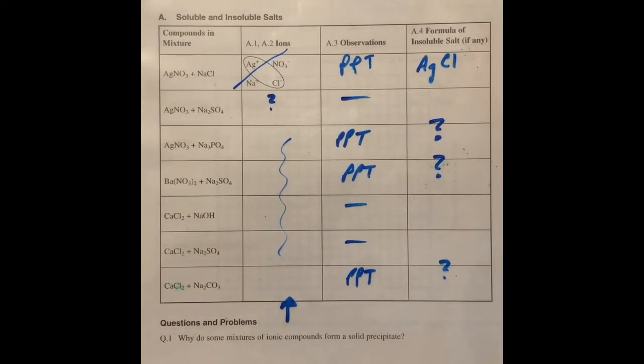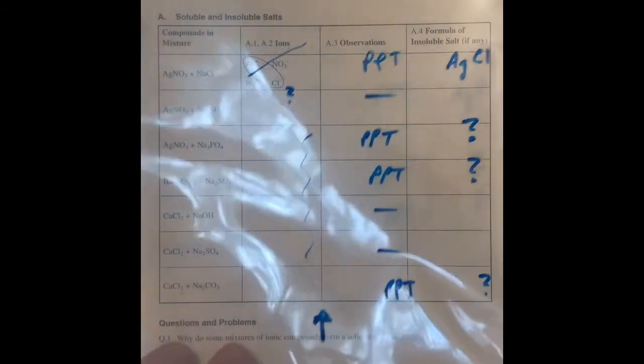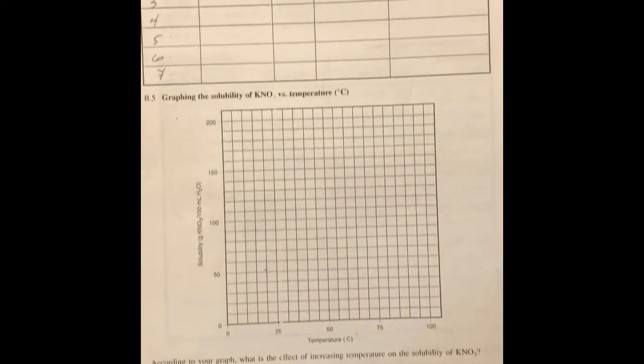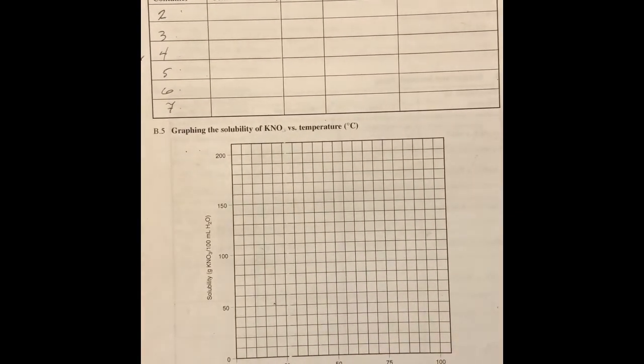All right, the second part of the lab is the one that really takes a little more time. And what we do here is the students take a small sample of potassium nitrate and try to dissolve it in 5 mils of water. Potassium nitrate is very soluble in water, so even though you only have 5 mils and you might have 5 grams of potassium nitrate, oftentimes that can dissolve. The thing about it is it's temperature sensitive.